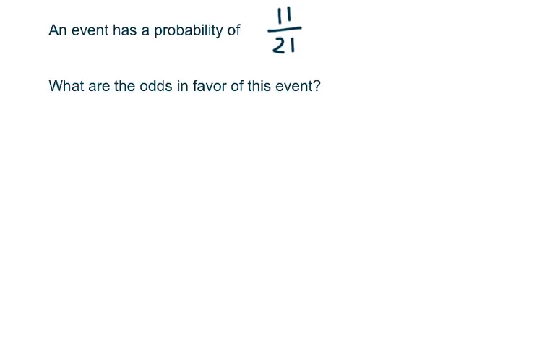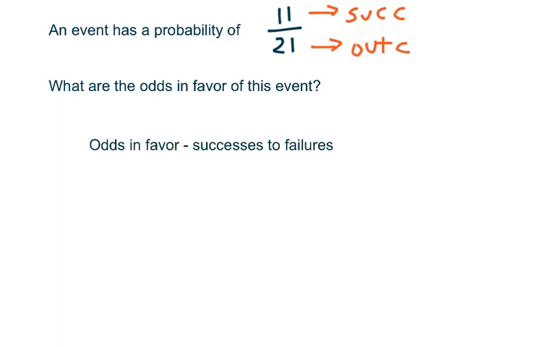An event has a probability of 11 out of 21. What are the odds in favor of this event? One of the things we have to remember from our study of probability is that the numerator tells us the number of successes and the denominator tells us the number of outcomes. When we're looking for the odds in favor of an event, what we're going to write is successes to failures.